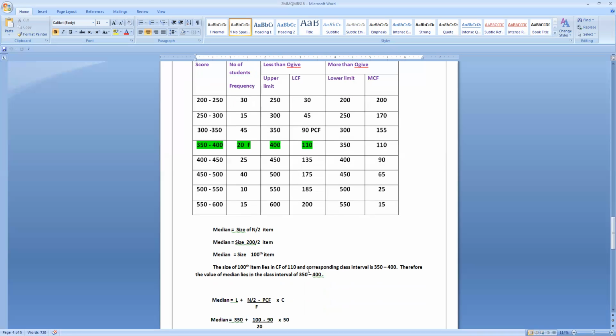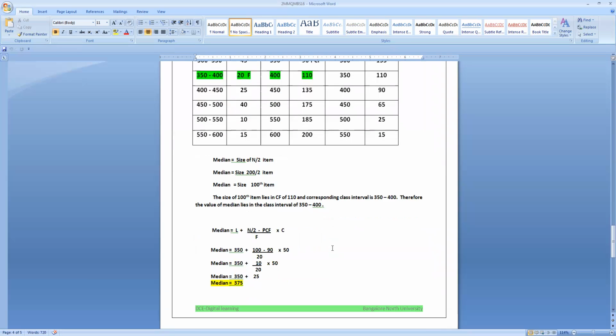Then we'll calculate the value of the median. First we have to calculate the size of the median, that is n by 2. It is nothing but 200 by 2, that is the 100th item. In the CF column, we should see where the 100 is located. The 100th item is located at 110, so the class interval is 350 to 400. Therefore, the median lies in the class interval of 350 to 400.